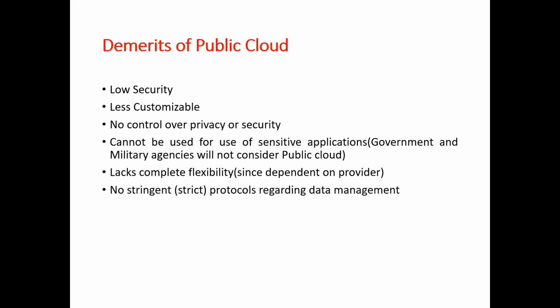The drawbacks include low security because it is used by everyone. There is no limit for the customers, so automatically it is low security, and it is less customizable. There is no control over privacy or security. It cannot be used for sensitive applications. It lacks complete flexibility. There are no strict protocols regarding data management. The real-time example is Netflix, which is the best example for the public cloud.